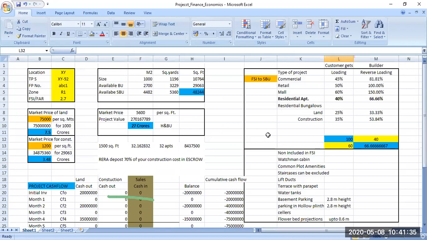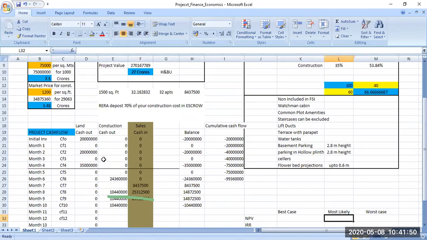Sir, you said that we have a cost of land and a cost of construction, which are basically outflows. Can we add some percentage to it to consider the RERA registration or anything other than that? It's a very good question.